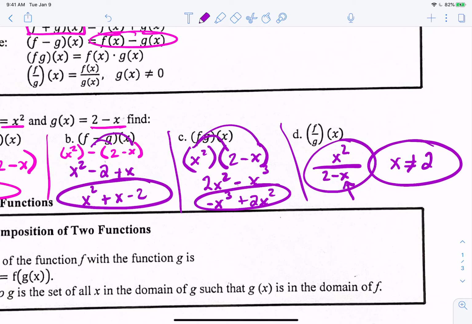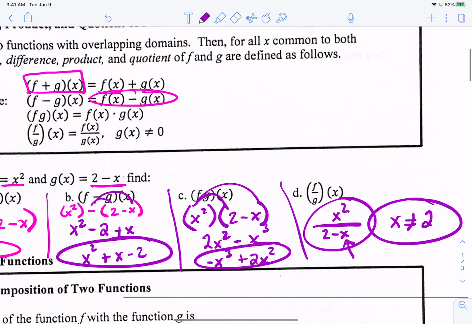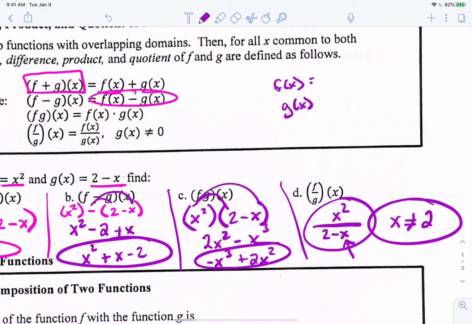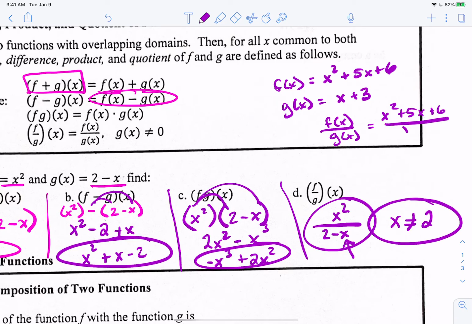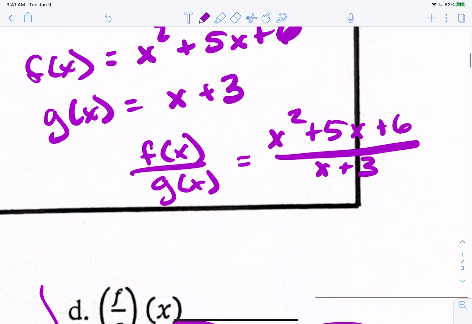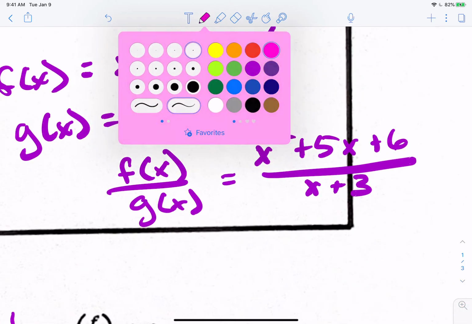Okay, good? Now, let's say f of x, I'm going to do one more example, f of x and g of x. Let's say, for example, f of x is x squared plus 5x plus 6, and g of x is x plus 3. And I say find f of x over g of x. So that would be x squared plus 5x plus 6 over x plus 3. Can I simplify that? No. You have to break apart the top.